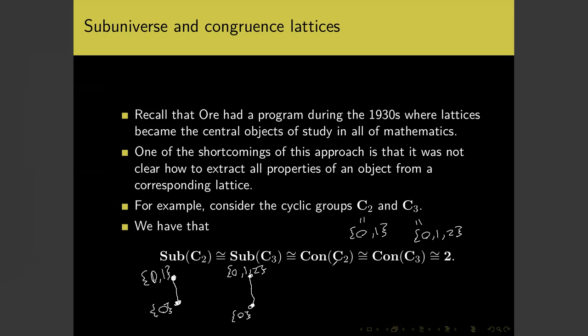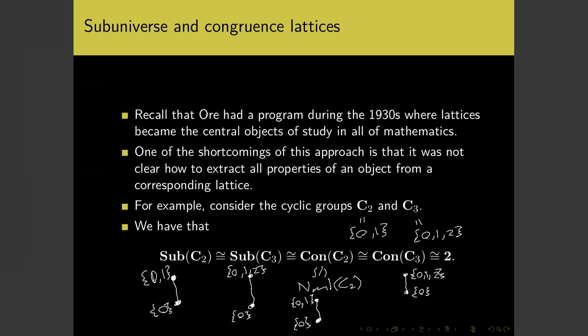Okay, so now the congruence lattice of a group is actually isomorphic to the lattice of normal subgroups of that group. But since the cyclic groups C2 and C3 are abelian, this is nothing but the lattice of subgroups again, which the lattice of subuniverses is also. And so this is also the two element lattice. And similarly for the cyclic group of order 3, we also obtain the two element lattice.